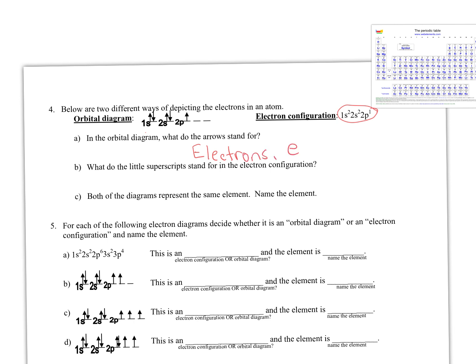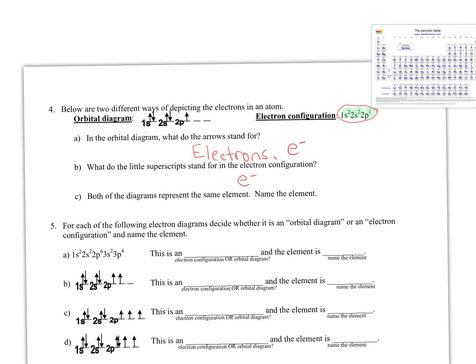Or I like to use my e negative sign. What do the little superscripts stand for in the electron configuration? So that question is asking, what do these little numbers stand for? And those also stand for electrons. So I'm going to put the e with a little negative.